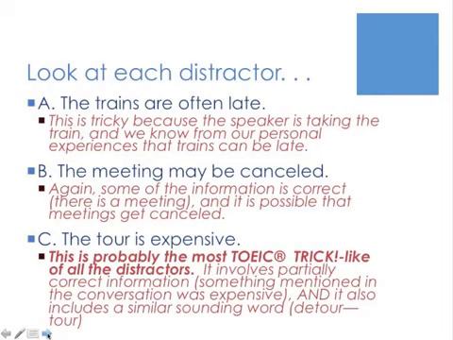C is probably one of the most TOEIC-like tricks on the test. It has some partially correct information. So for example, something was expensive, but it wasn't the tour, and of course tour was the other trick. It was a similar sounding word. It was detour. So notice in each one of these, finding the answer was a little bit more difficult. Of course, the answer is D. But the idea here is that in each one of these, there's something that might be correct. We just have to get the information correct completely.